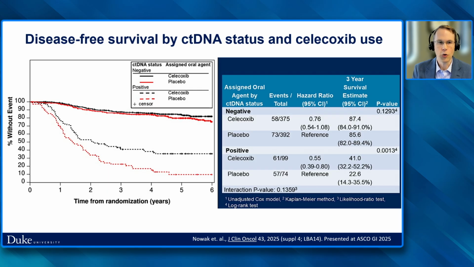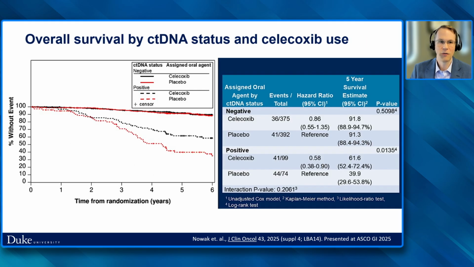For those patients who were negative immediately after surgery, and it was about 80% of patients, there was no benefit for adjuvant celecoxib. But for those patients who were positive after surgery, there was clearly a disease-free survival benefit for the use of adjuvant celecoxib, hazard ratio 0.55. So it clearly had a benefit, and that benefit extended to overall survival as well, where adjuvant celecoxib was associated with an overall survival benefit, but only for those patients that were ctDNA positive.